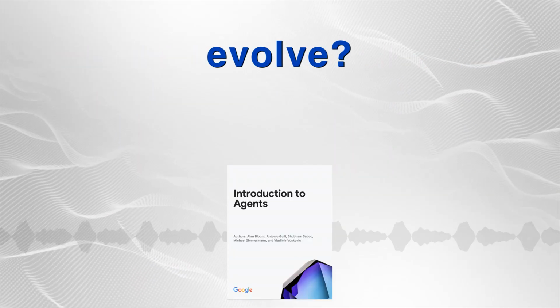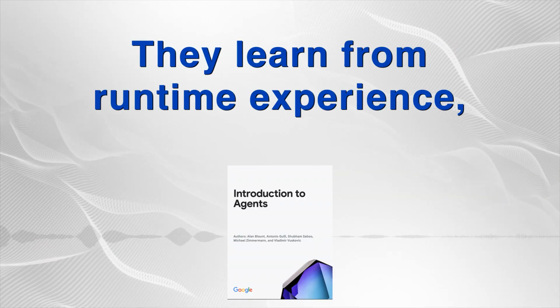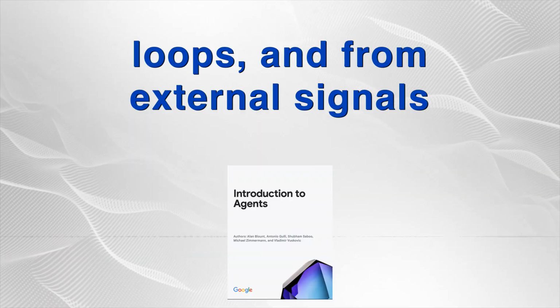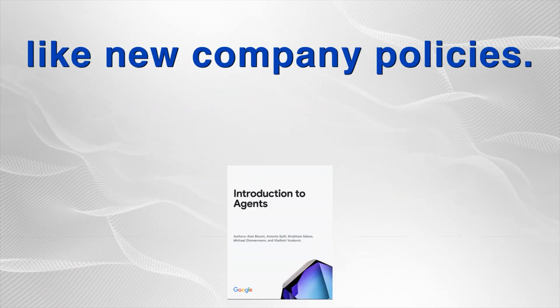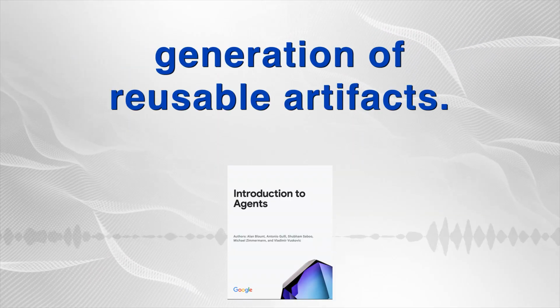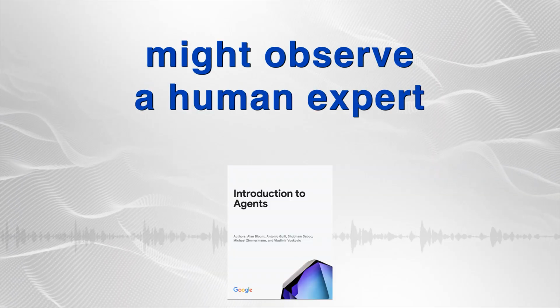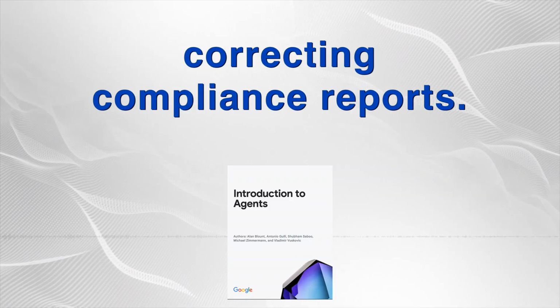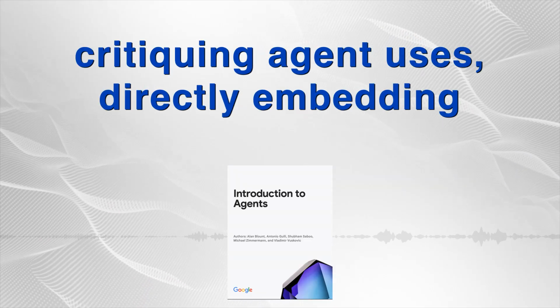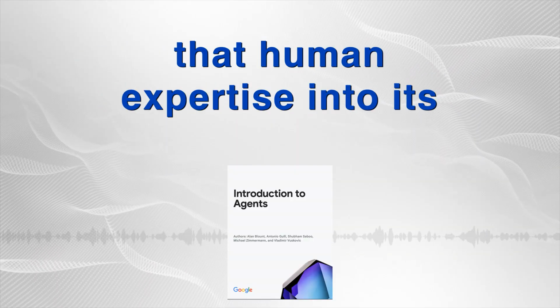So how do these agents evolve? How do they learn? They learn from runtime experience, those traces and human feedback loops, and from external signals like new company policies. This learning results in the generation of reusable artifacts. For example, a learning agent might observe a human expert correcting compliance reports. It can then autonomously update the guidelines that a separate critiquing agent uses, directly embedding that human expertise into its logic.